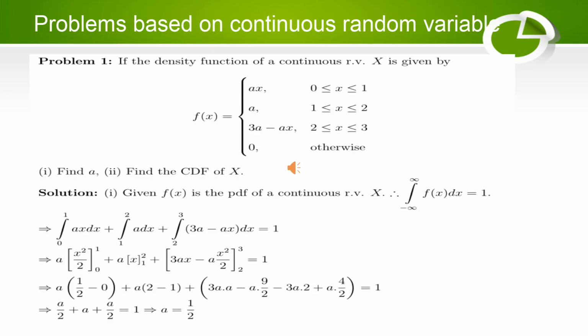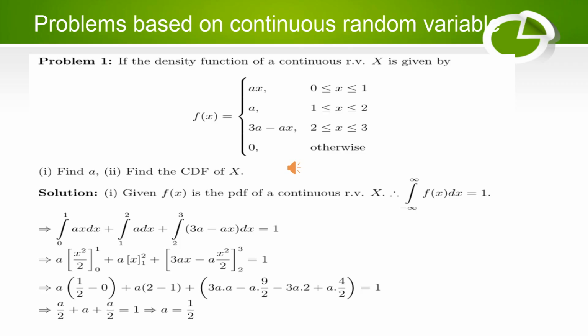Problems based on continuous random variables. Problem 1. If the density function of a continuous random variable x is given by f(x) equals x, 0 less than or equal to x less than or equal to 1; a, 1 less than or equal to x less than or equal to 2; 3a minus x, 2 less than or equal to x less than or equal to 3; 0 otherwise. Find a. Find the CDF of x.